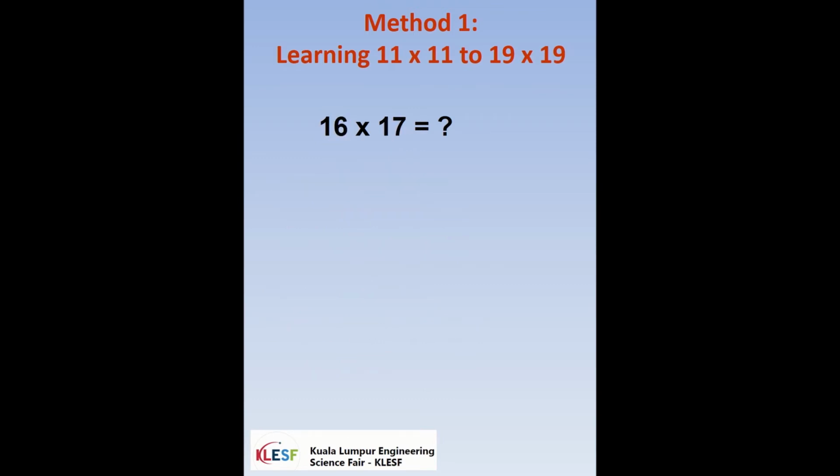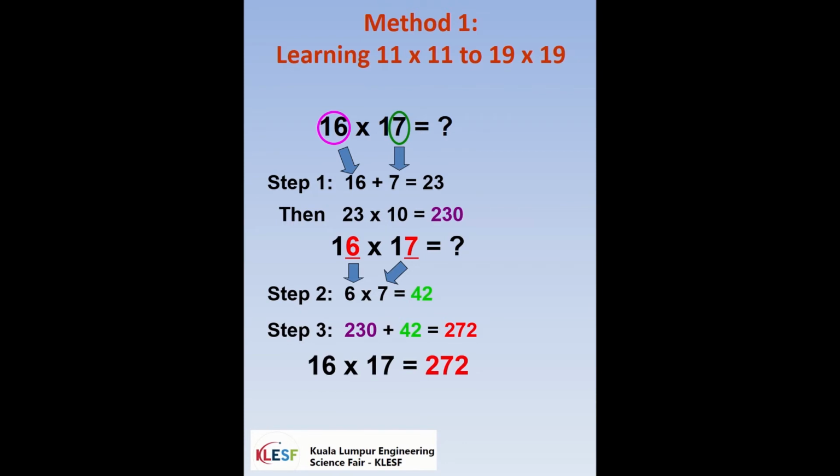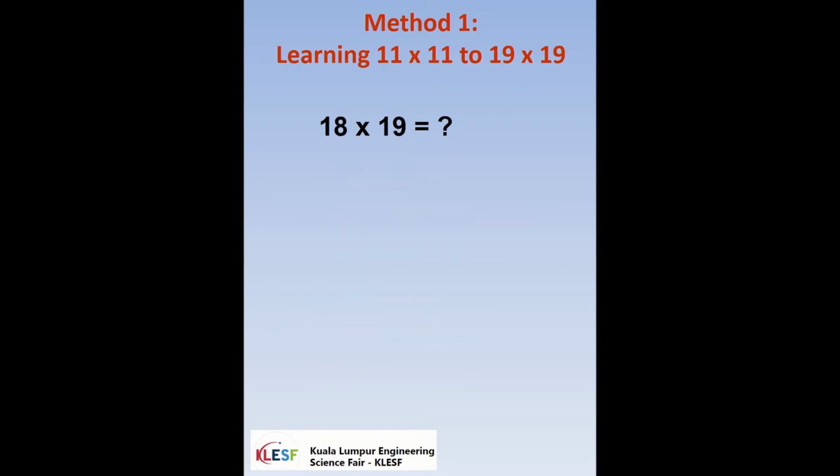Let's look at 16 times 17. 16 plus 7 will give us 23. 23 times 10 is 230. Then 6 times 7 will be 42. 230 plus 42 will be 272. So 16 times 17 is equal to 272.